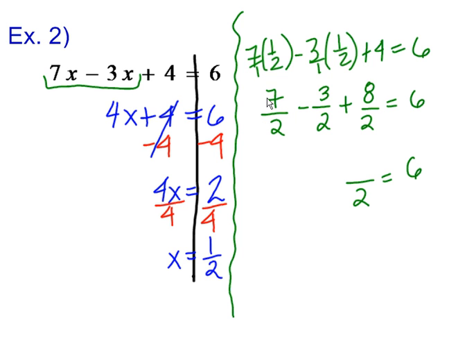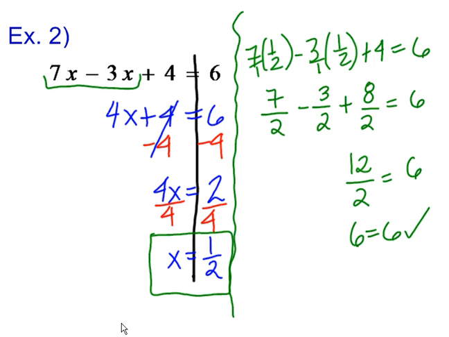So here we go. 7 minus 3 is 4, and 4 plus 8 is 12. And 12 divided by 2 is 6. So it checked out. So that 1/2 can be our answer as well. Don't be afraid of the fraction. Sometimes a fraction is what happens.